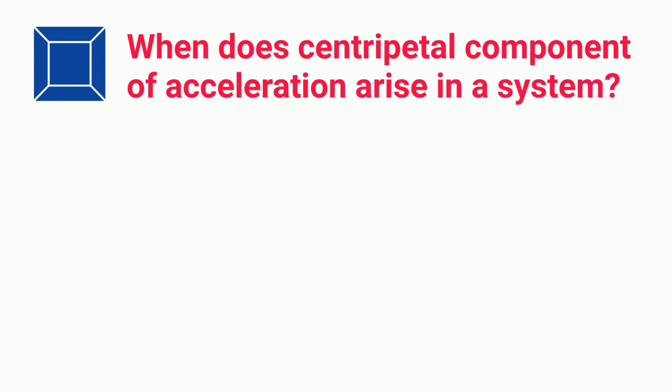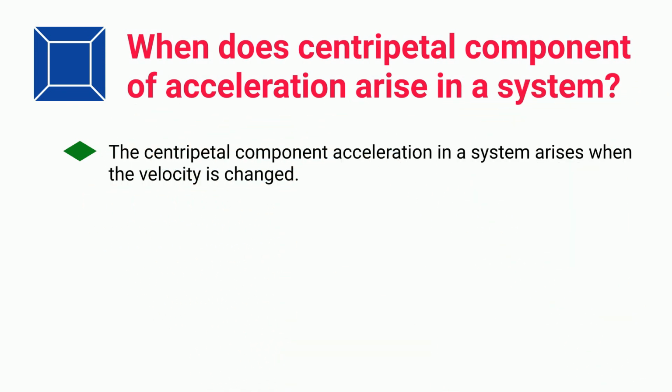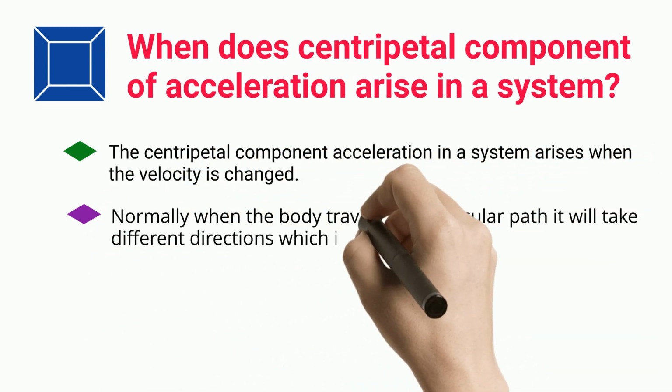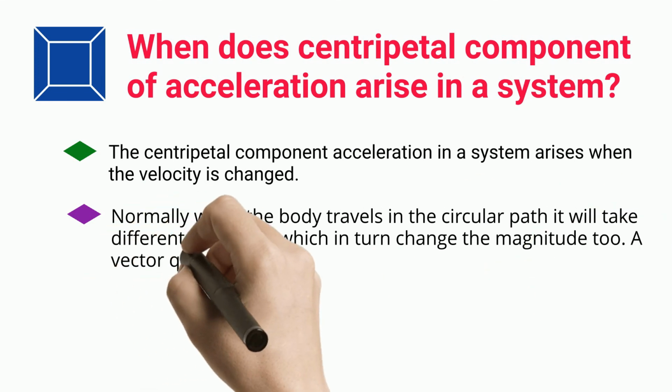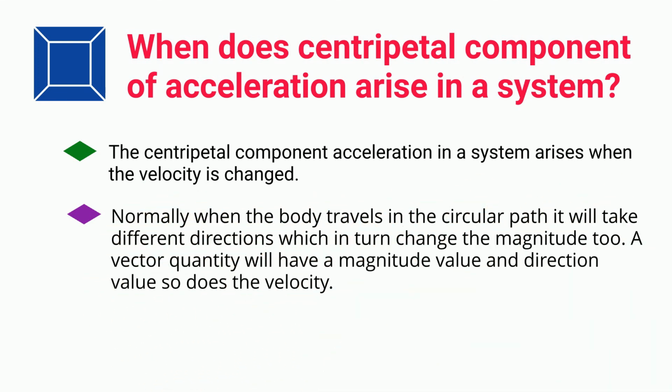When does the centripetal component of acceleration arise in a system? The centripetal component of acceleration in a system arises when the velocity is changed. Normally, when the body travels in a circular path, it will take different directions, which in turn changes the velocity. A vector quantity will have a magnitude value and a direction value, and so does the velocity.